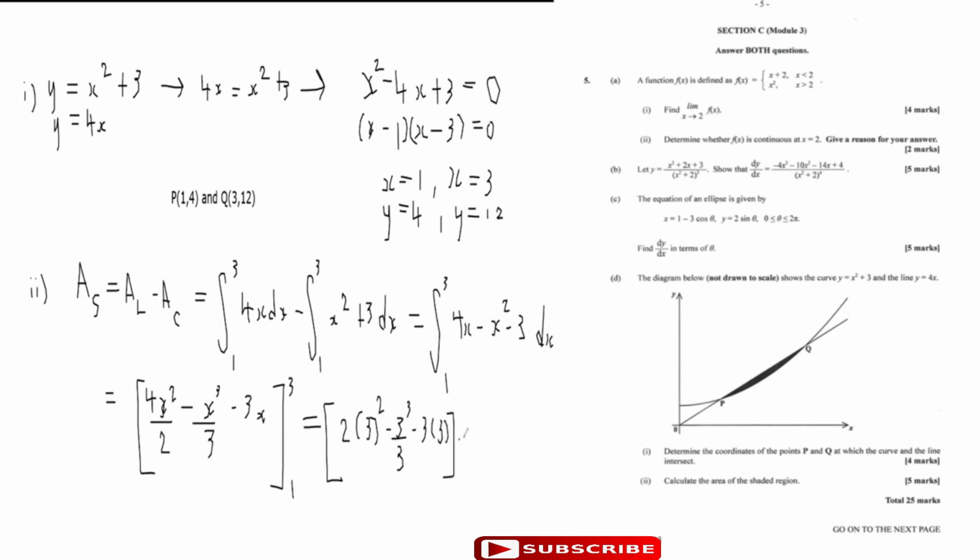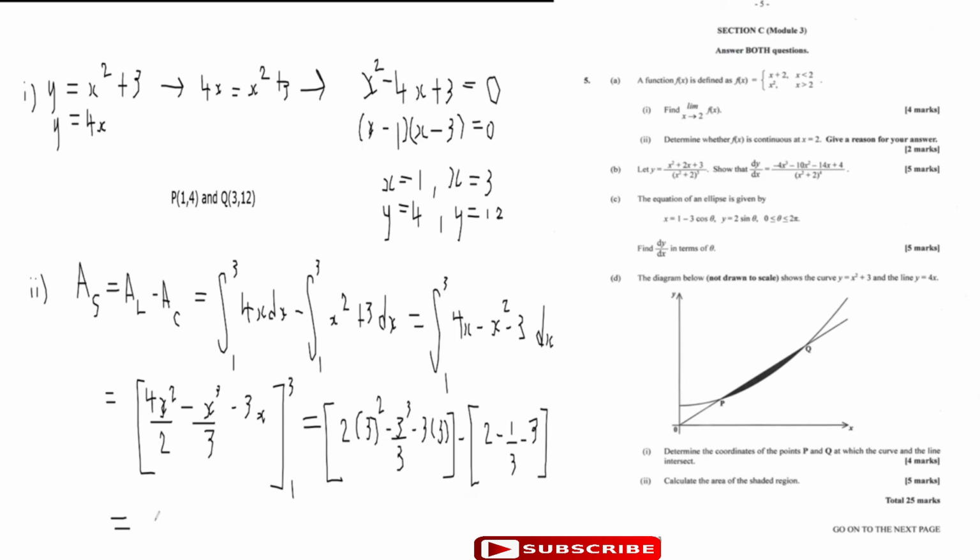Then you subtract. When you plug in 1, you have 4 times 1 squared over 2. That's 4 over 2, which is 2. Minus, plug in 1, you have 1 over 3. Minus, plug in 1, you have minus 3. And they work that out now.